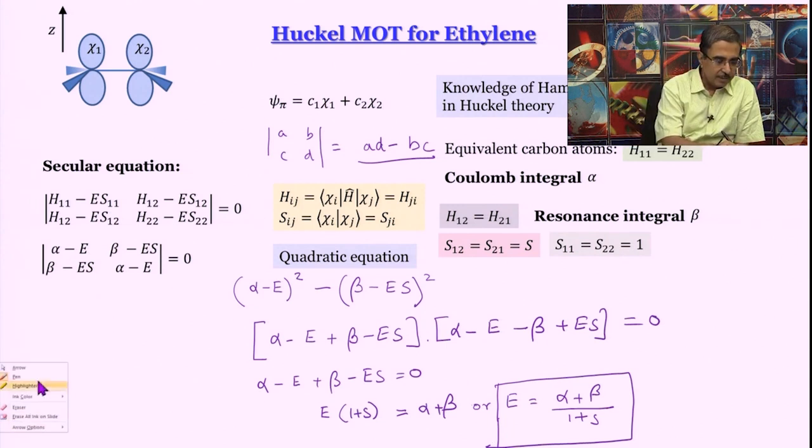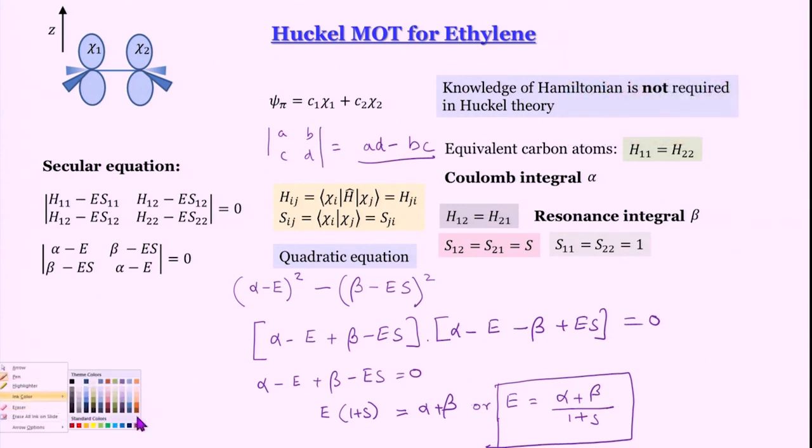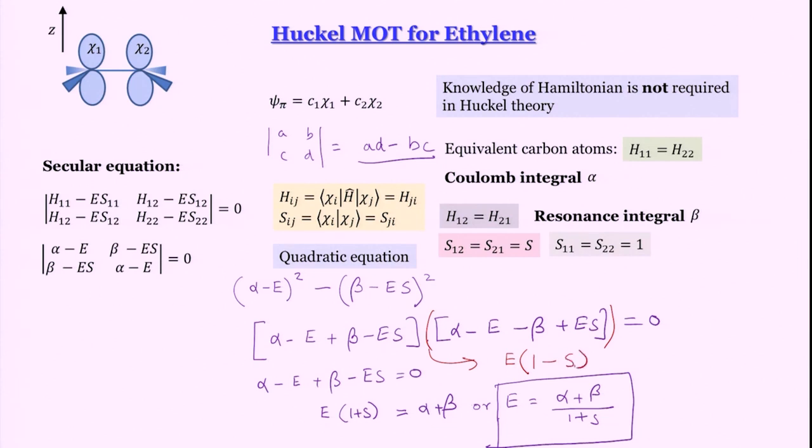Meanwhile, let us try to work out the second integral also, the second term. When I equate that to 0, what do I get? Similarly, I get E multiplied by 1, but this time minus S, isn't it? I have minus E plus S here, that will be equal to alpha minus beta. So, in this case I get E equal to alpha minus beta divided by 1 minus S.